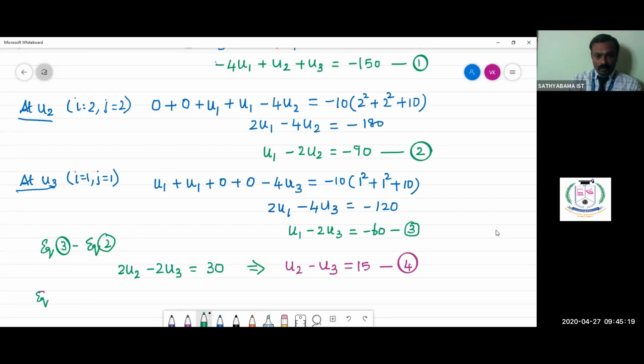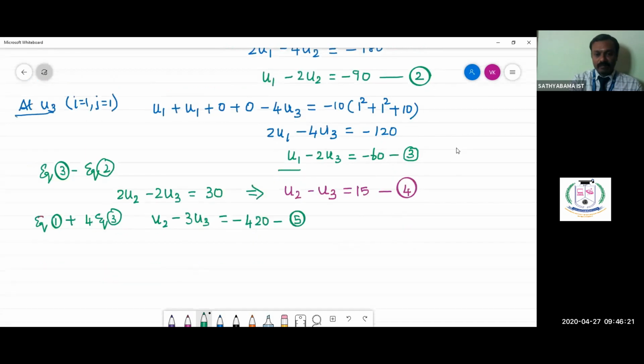Equation 1 plus 4 times equation 3. So minus 4U1 and plus 4U1 will get cancelled. We get U2 plus U3 minus 4U3, so U2 minus 3U3 is equal to minus 240 minus 180, so it is minus 420. Name it as equation 5.